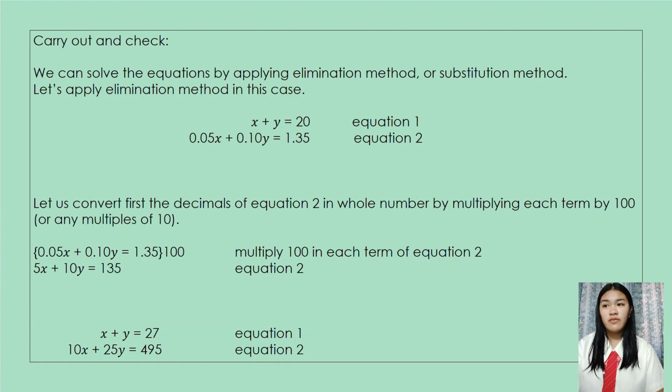So we have our given equation 1 and 2. Let us convert first the decimals of equation 2 in whole number by multiplying each term by 100 or any multiples of 10. So we will multiply 100 in each term of equation 2, which will result to 5x plus 10y is equals to 135, which will be our equation 2 now.